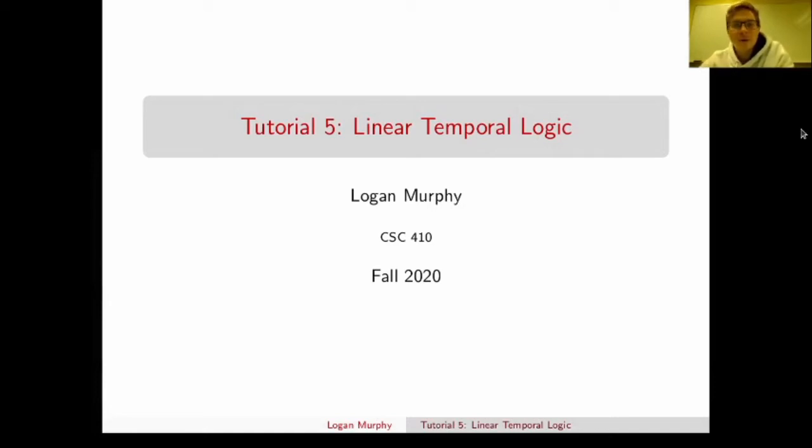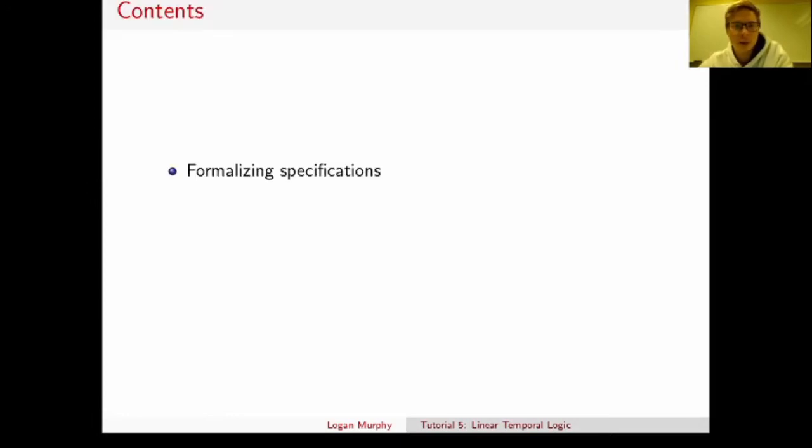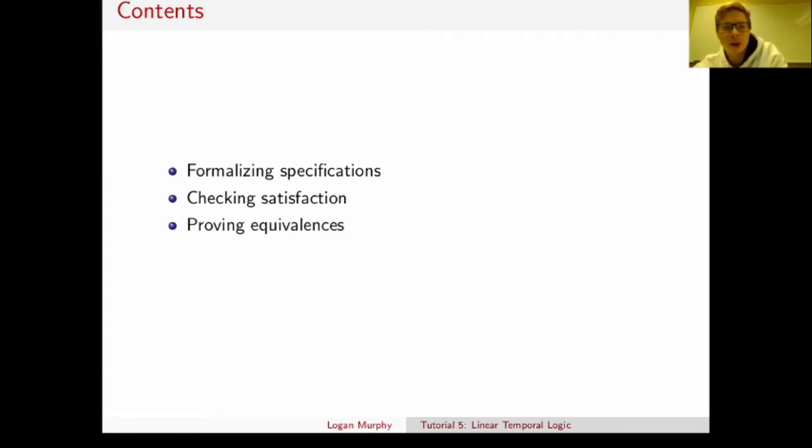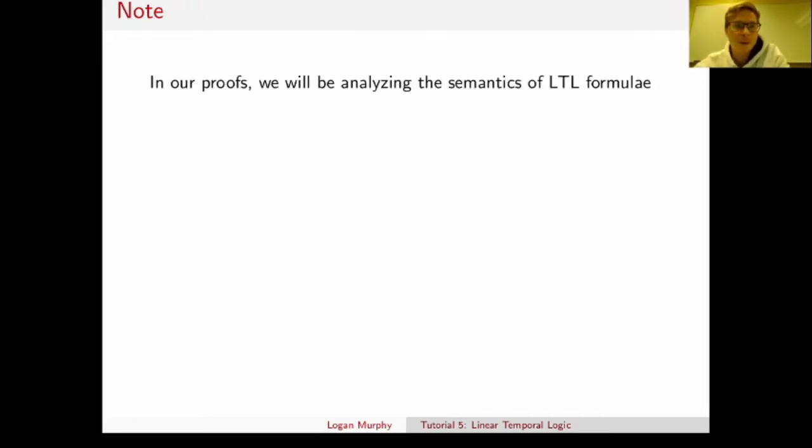Hi everyone. In this tutorial we're going to be talking about linear temporal logic and working through some basic proofs. Specifically we're going to be formalizing specifications. We're going to be checking the satisfaction of LTL formulas with respect to particular models, and we're going to be doing some equivalence proofs.